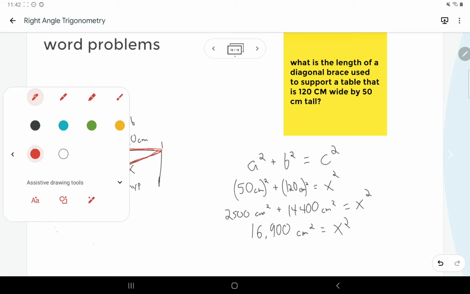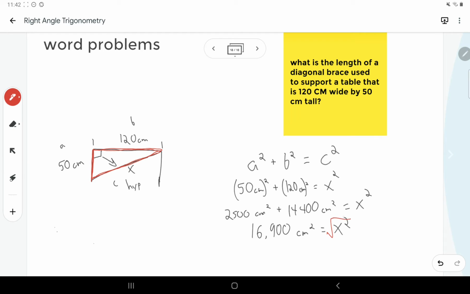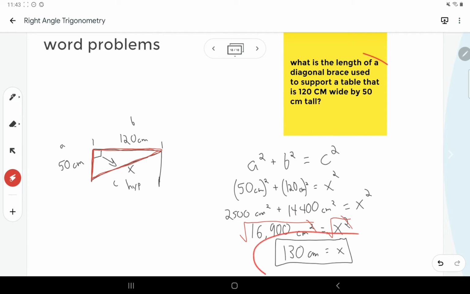And if you'll remember the last step, to get rid of that square, we have to take the square root, which gets rid of the squares. And we'll take the square root of 16,900, which gives us 130. Whoops, I don't want that in red. Which gives us 130 centimeters. Okay, so there we go, from just a jumble of words to the final answer.